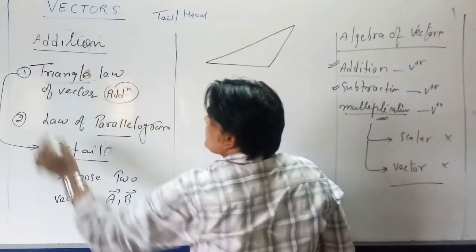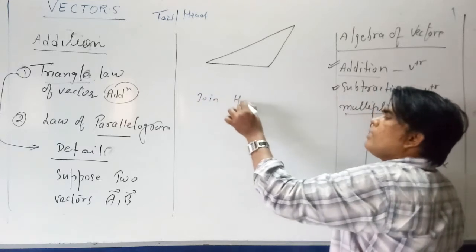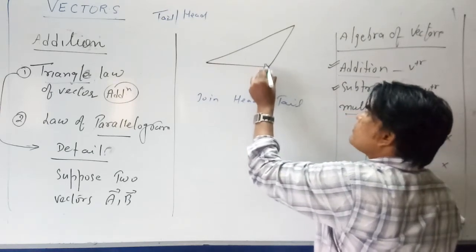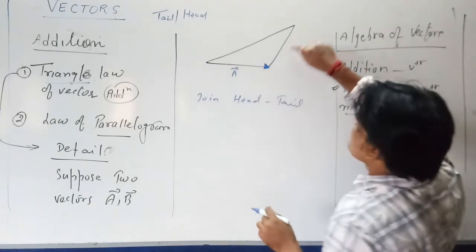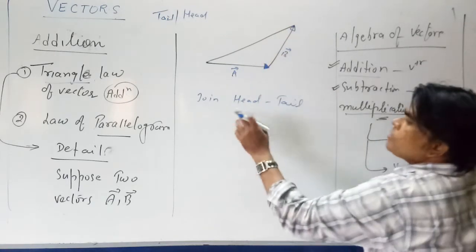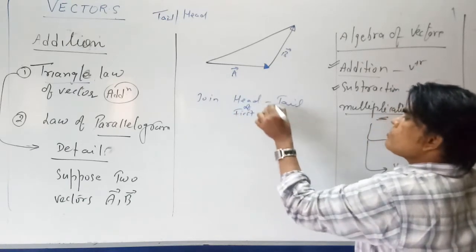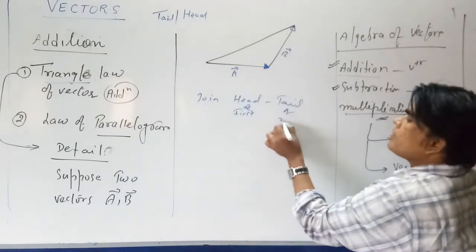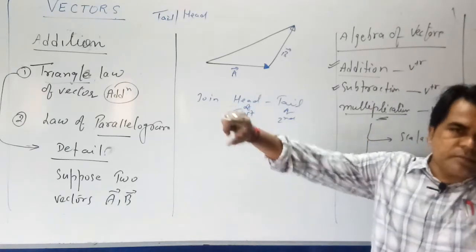Now in the triangle of vector addition we join head to tail, meaning the head of the first one, suppose this is A, should lie on the tail of the second one, this is our B vector. So the head of the first should be arranged on the tail of the second. But this is only for explaining to you. You have to write it in a statement.